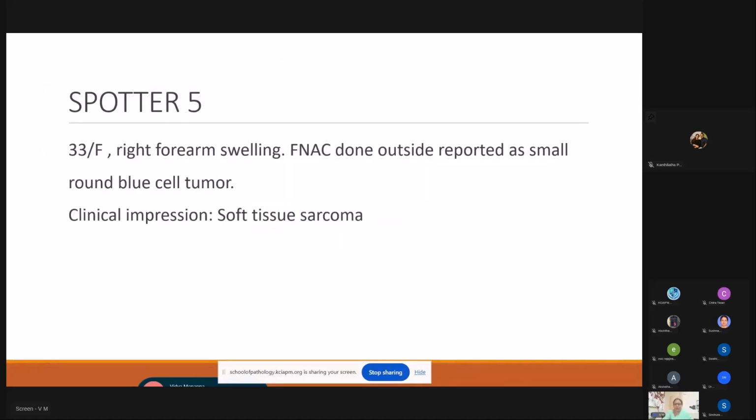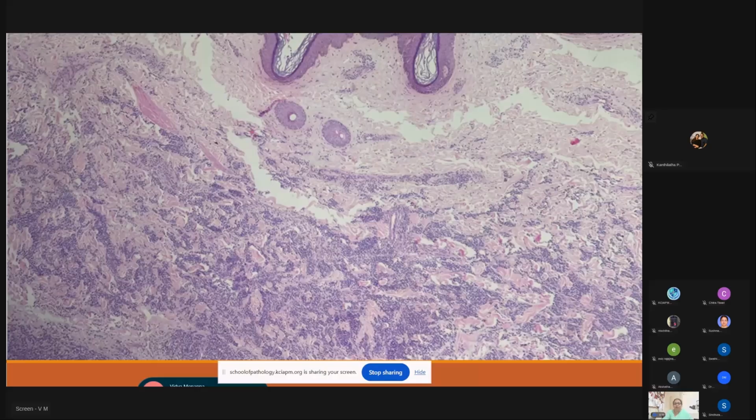So, the history, I think we all know, was a young patient presenting with right forearm swelling, and FNAC outside was suggestive of a small round blue cell tumor. Clinical impression was of a soft tissue sarcoma. We have already seen the images as Dr. Chitra showed, but I'm just trying to highlight here. The epidermis is intact. There is no ulceration. There is a nice clear Grenz zone. So you have tumor in the dermis and also extending to the subcutis.